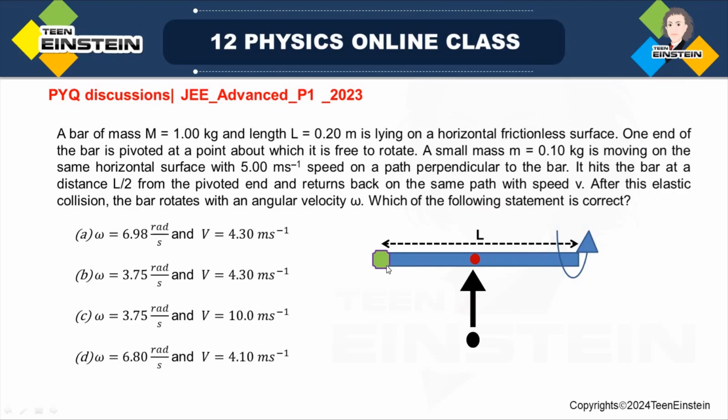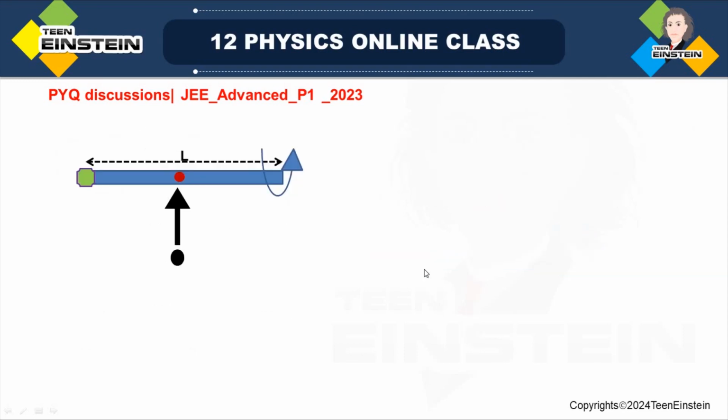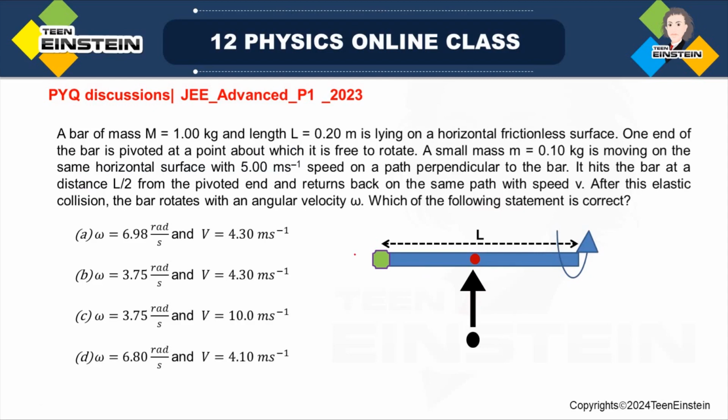So this is a representative figure I have drawn for your understanding. Let us try to understand this. So this is the rod having length L and this end is the pivoted end about which the free end can rotate with angular velocity omega, let us say.